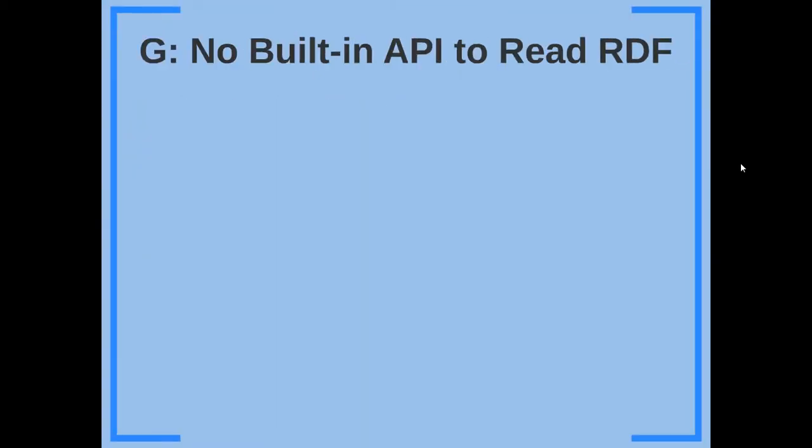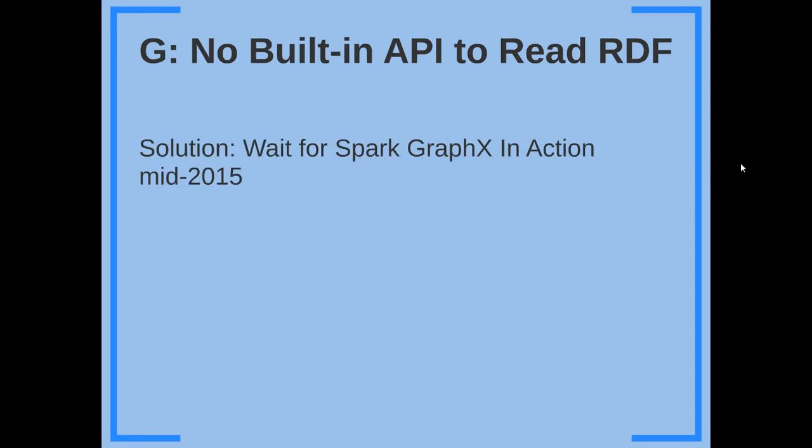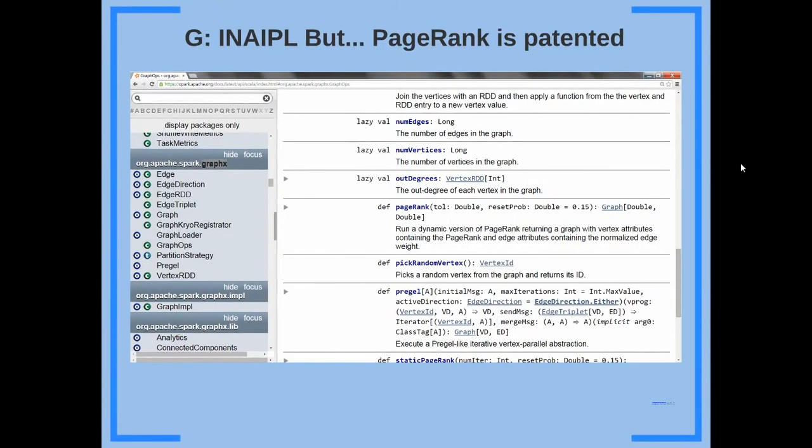The other gotcha, kind of a surprise, is that there's no built-in API at this time to read an RDF file. So RDF is a standard file format for graphs. For example, you can go out there and download RDF files that are various consolidations of Wikipedia. And if you go to other graph processing systems, this is just something you expect that they provide. So the solution here is to wait for the Spark GraphX book that I'm going to be writing. Starting writing now, and due to be out in the middle of 2015.